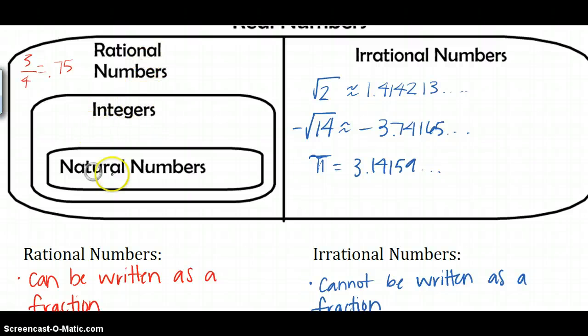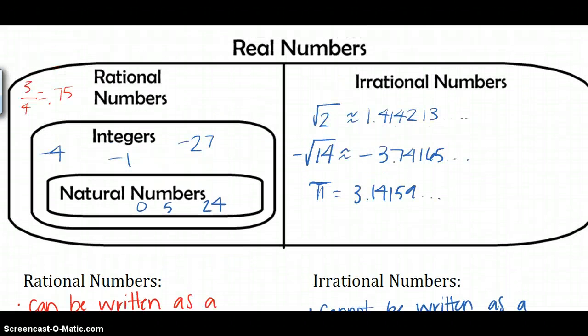Inside the rational, there are a couple subcategories. First, we have the integers, and integers are any positive or negative whole numbers, -4, -1, -27, and all the positive ones too. But then we have rational numbers inside here, and the rational ones are only positive. So all the counting numbers, like if you were to count something, so 0, 5, 24, whatever, any positive ones. So those are the properties of real numbers.